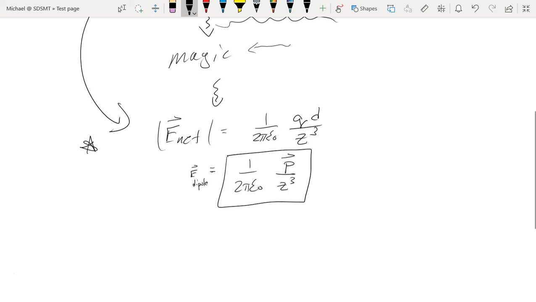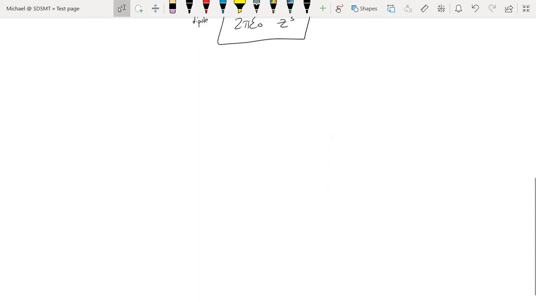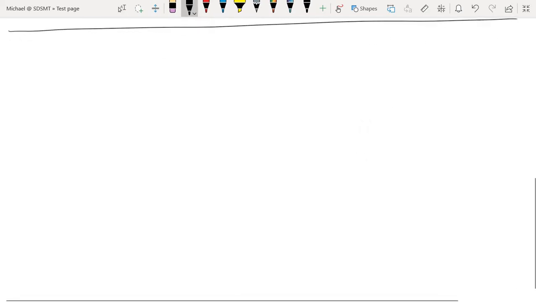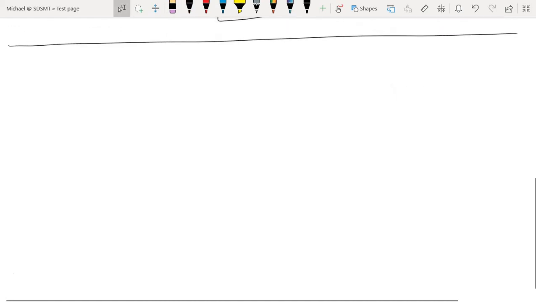Okay. Now that we have the electric field that the dipole is producing, we want to take that dipole and we want to see how it would behave if we were to insert it into an external electric field.